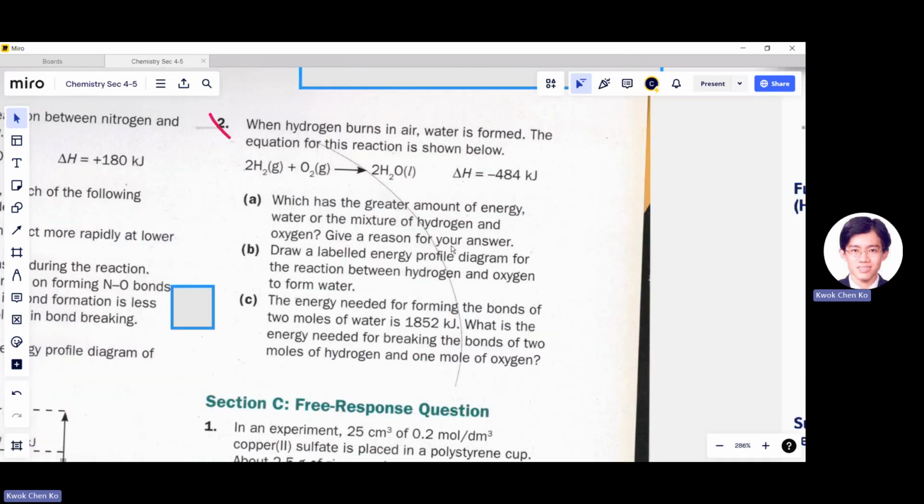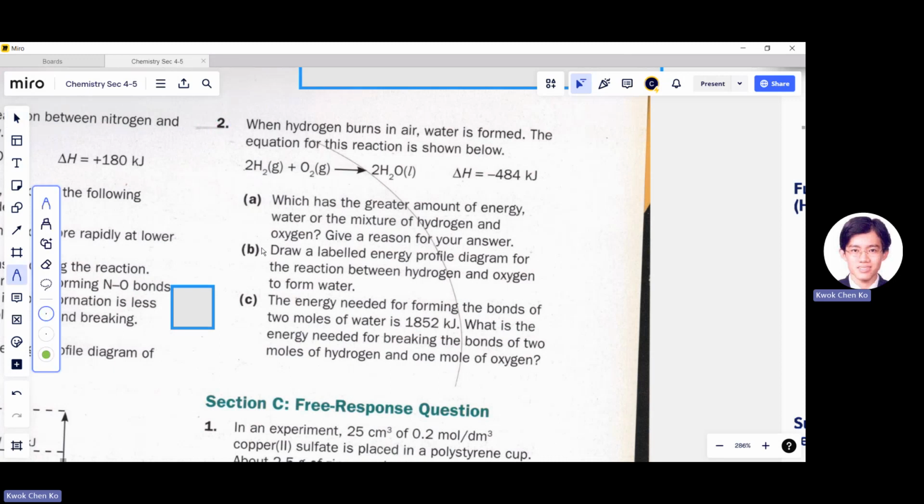Water is which has greater amount of energy? Water or the mixture of hydrogen and oxygen? This one is what? Hydrogen burns in the air. So this one is an exo, right? Oh yes, you better recognize it's an exo. So it's minus. So products have less energy, right? You better be sure.